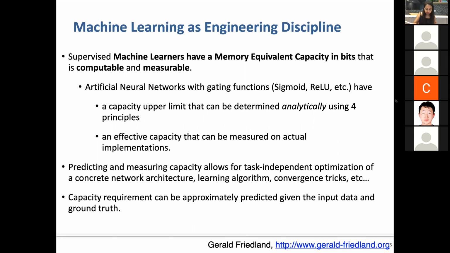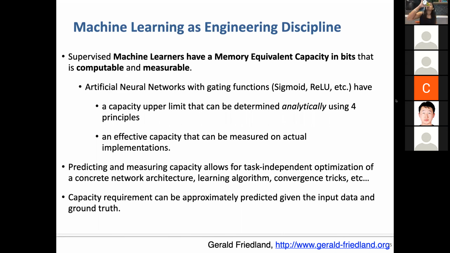And then I will tell you that predicting and measuring capacity allows for task-independent optimization, right? Because now you can ask, first of all, is this network the same as this other network? Or is this network the same as this decision tree? But then also once you have a task, you know, oh, it should be this. No, this must be better because it uses fewer parameters. And I will show you how the capacity requirement can be approximately predicted given the input data and the ground truth, basically given the training table.